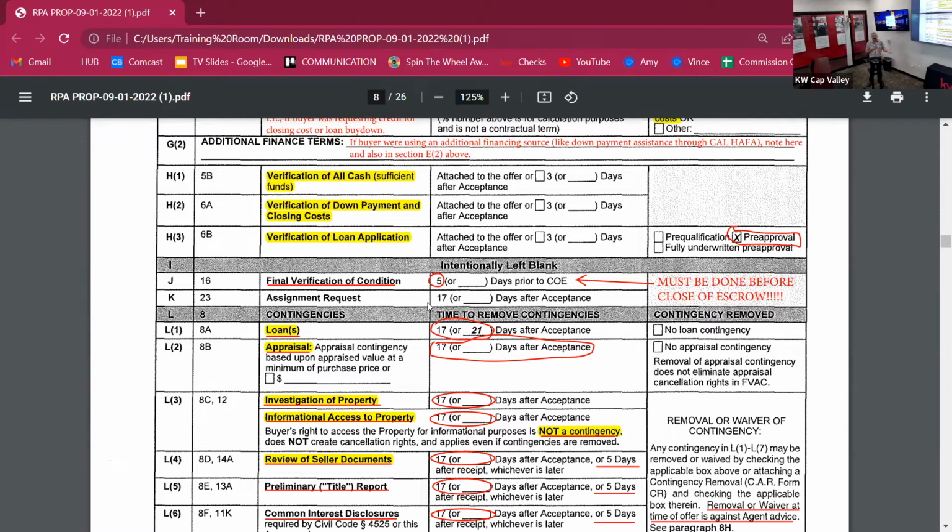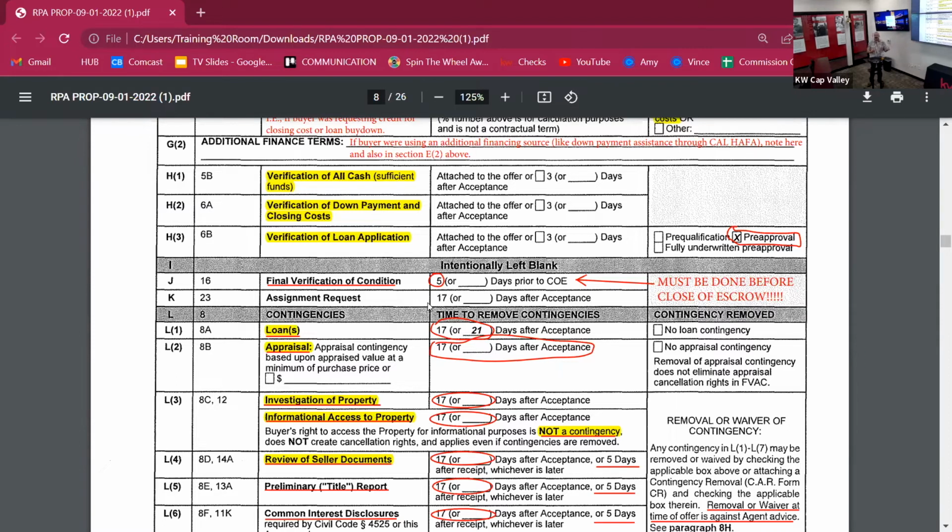Or they might even show you their own personal proof of assets to buy the house cash. And what they'll do is they'll get into contract, and then at some point during the escrow, they will attempt to assign the purchase contract to another party. And that's perfectly fine, because they have up to 17 days after acceptance where they can do that.